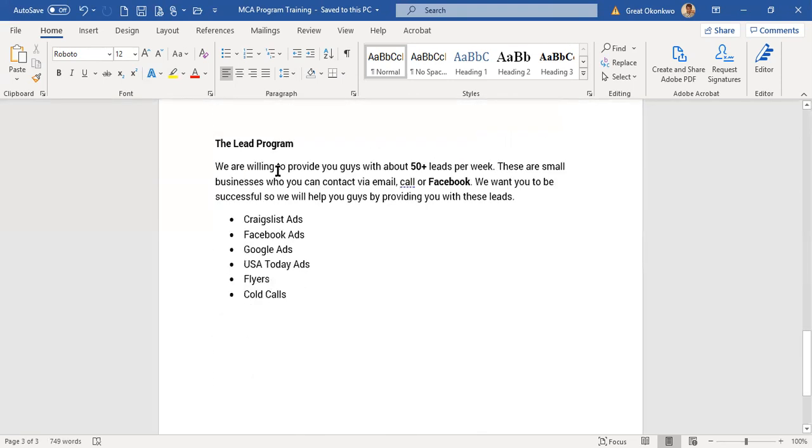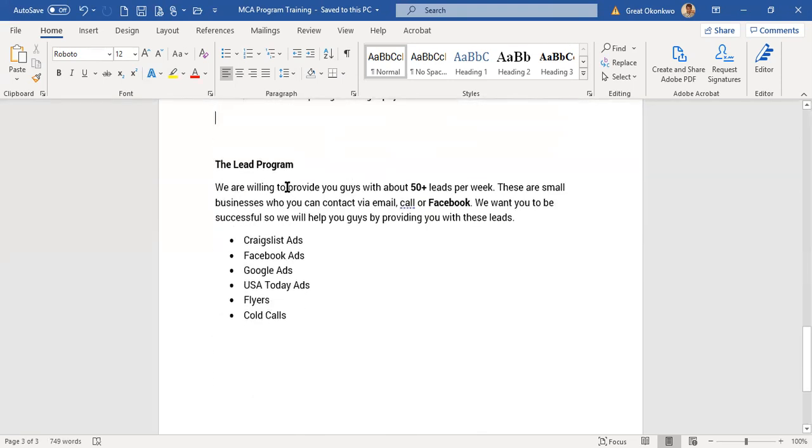Now, when it comes to lead programs, what are our lead programs? We're willing to provide you guys with about 50 leads a week. These are leads that are business owners. They're not warm leads, they're not hot leads, they're mostly cold leads. But we provide them to you if you're willing to contact them and try to get them to apply for a loan, because especially now people need funding in their businesses. This is the best time to be in this business, I'm telling you.